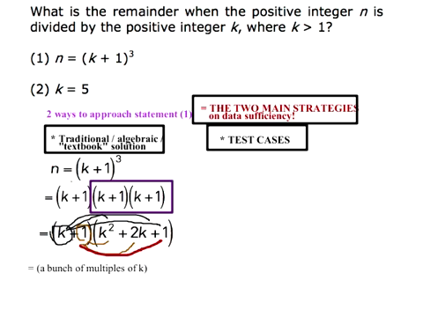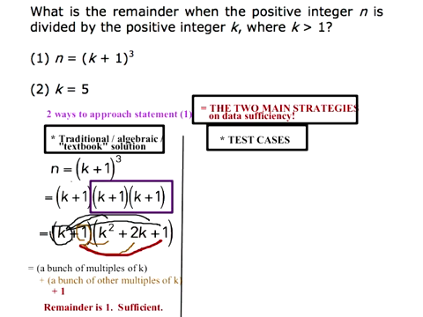Plus a bunch of other stuff containing k in this color, plus the red color is 1. So what that means is that the remainder is going to be 1, because that's what a remainder is, right? It's how far over and above a multiple you are. So your remainder is going to be 1. That's sufficient.